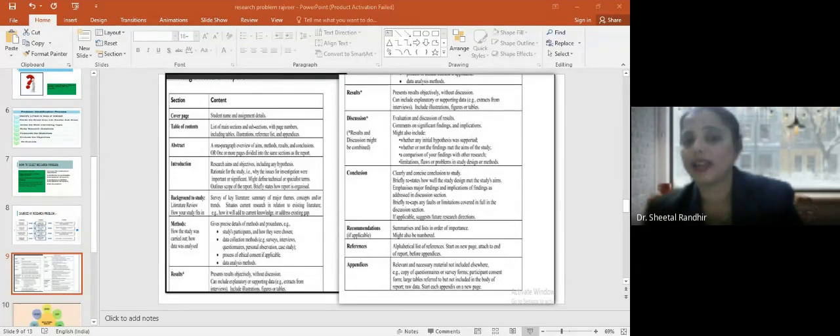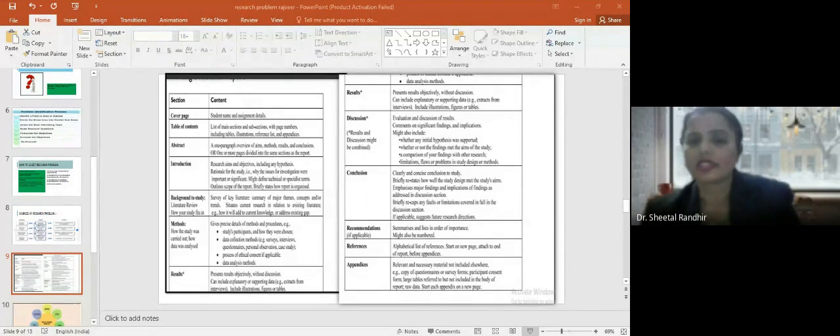Then the discussion: the evaluation and discussion of the results, comments on the significant findings and implications. It might also include whether any initial hypothesis was supported, whether or not the findings met the aim of the study, the comparison of your findings with other researchers, and limitations, flaws, and problems in the study design or methods. Yes, without problems, there is no research. Without getting stuck in the research journey, there is no research. So you have to put here what exactly you faced. Many times I have seen people never write this section, although we are all in the same boat and all suffer the same. But we fail to present it, and once you write such a section, it is really helpful for other researchers, for the expansion of new research on the same topic.